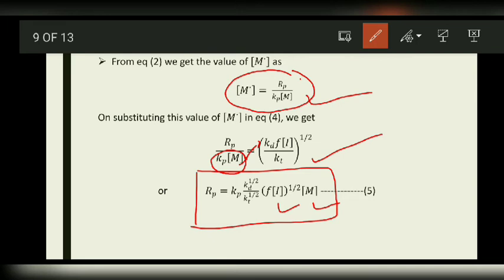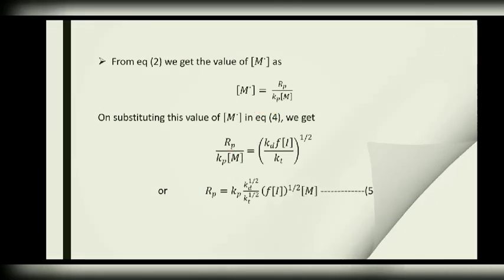So from this equation we can understand that the rate of polymerization, or rate of polymer formation, will be proportional to the first power of monomer concentration and to the square root of initiator concentration, we can say. Okay, right.